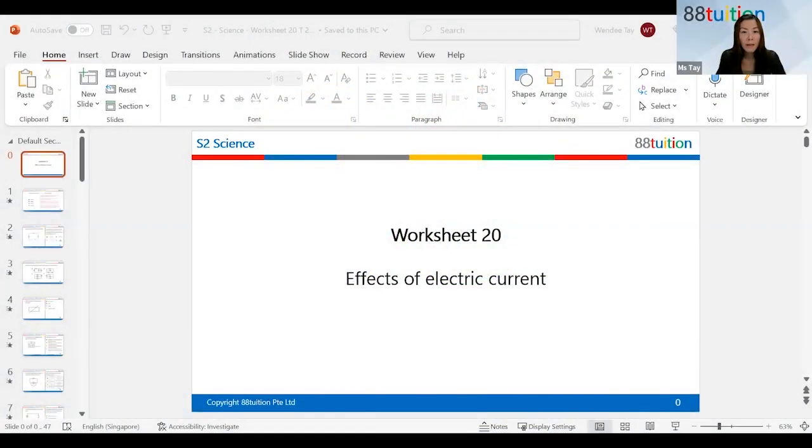Can you see my slides? Okay, I can see all of you.